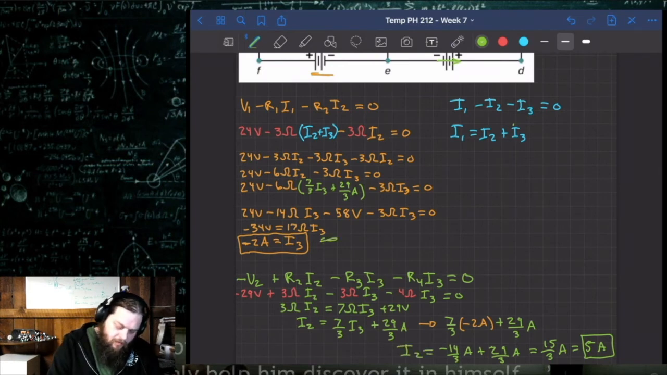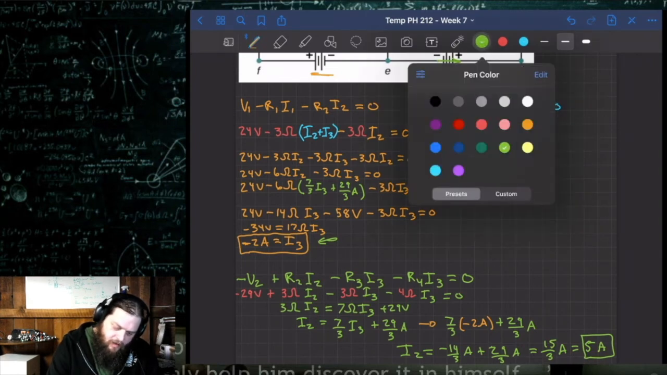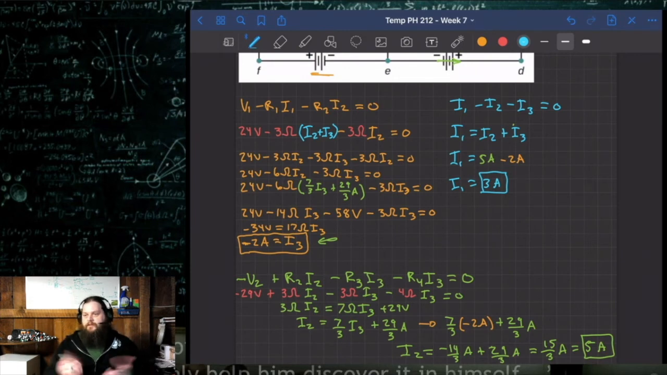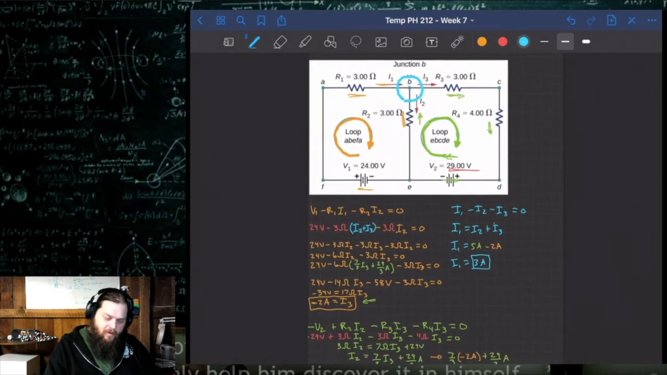And we have the current for I3, so we can plug those in to find now I1, which is equal to I2, which is 5 amps, and then I3, minus 2 amps, so that's going to equal 3 amps. So using Kirchhoff's rules, we're able to find the current for all 3 of those branches of the circuit up there, and we can double check.